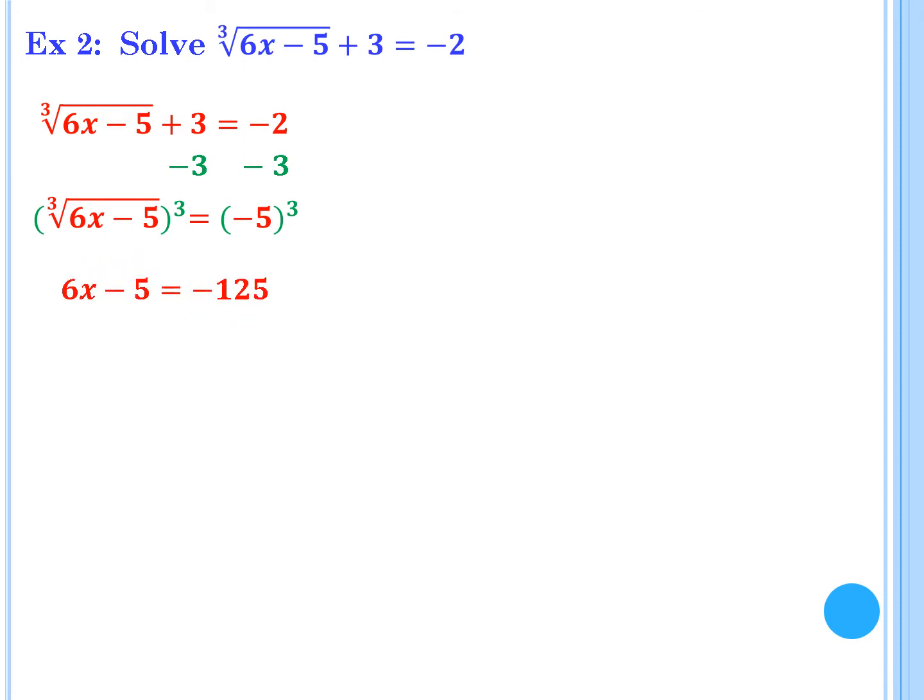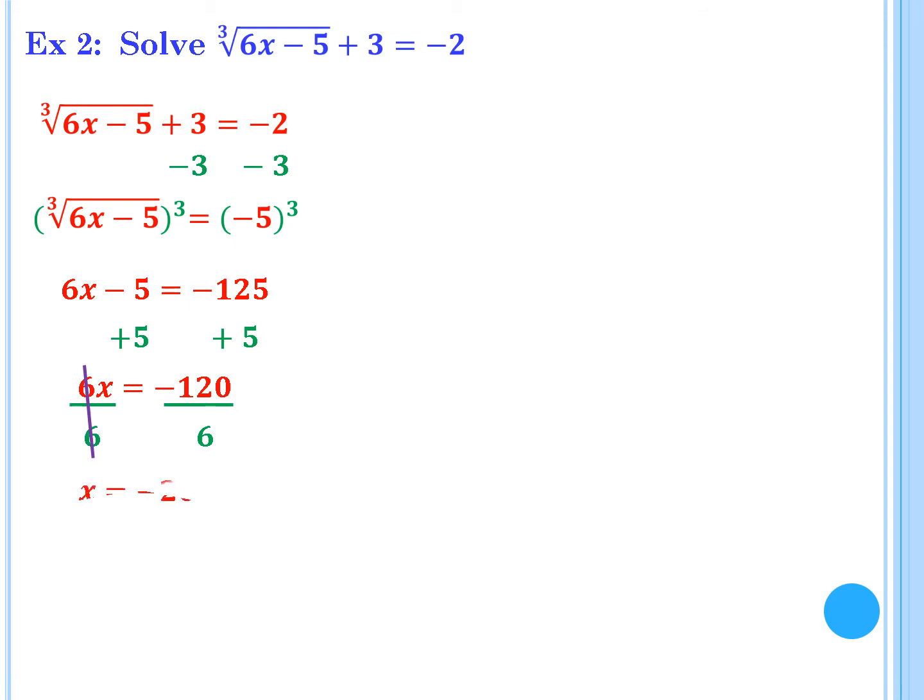So at this point, all we have to do is solve for x. So add 5 to both sides. That gets me 6x equals negative 120. I then divide by 6.